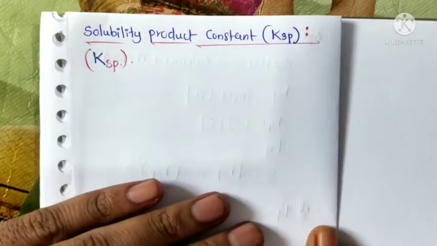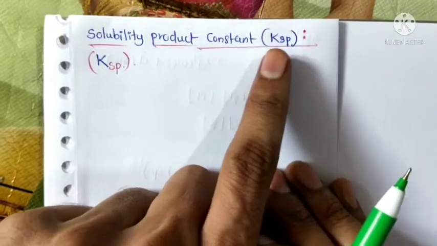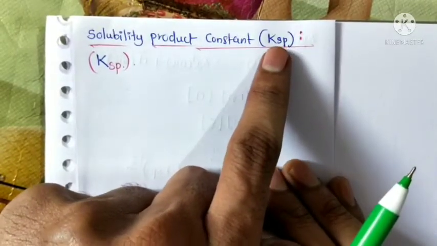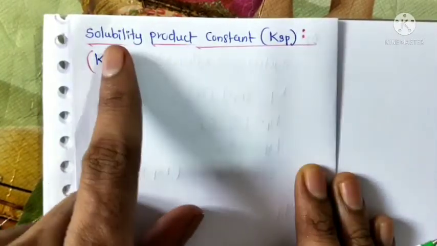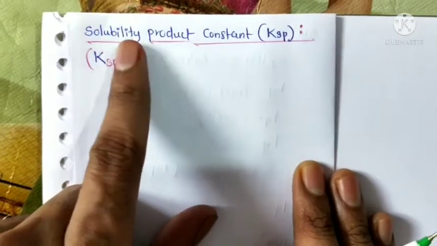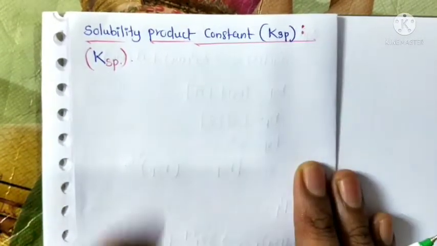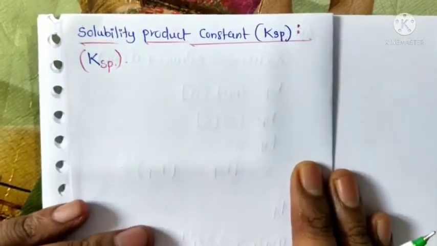So now next, solubility product constant. It is represented by KSP. SP means solubility product. Okay, so determine the solubility product constant of a salt. Simple, we can say that solubility product is very important.